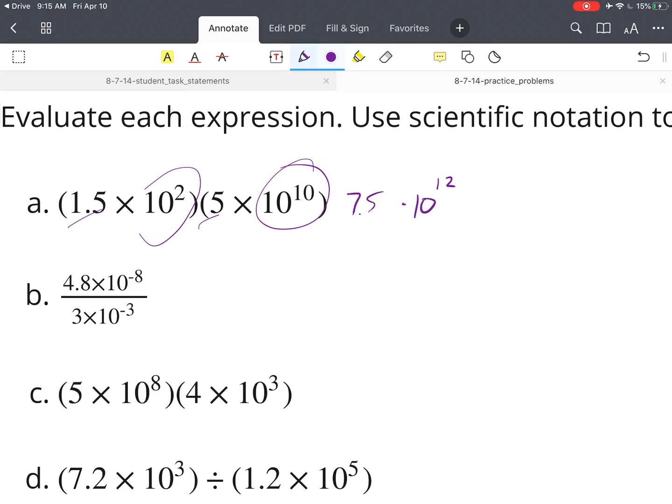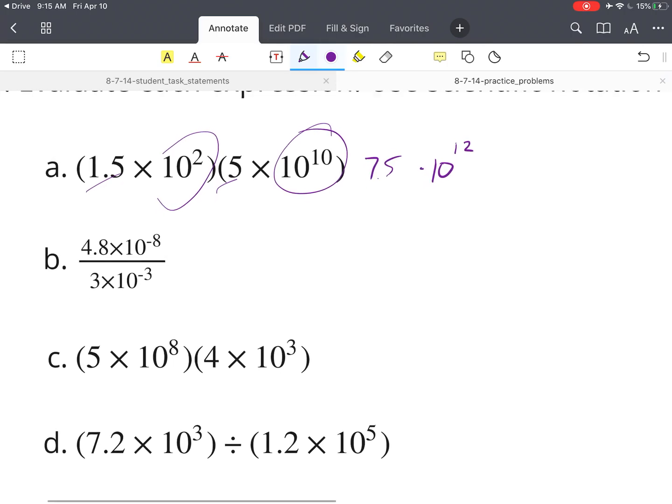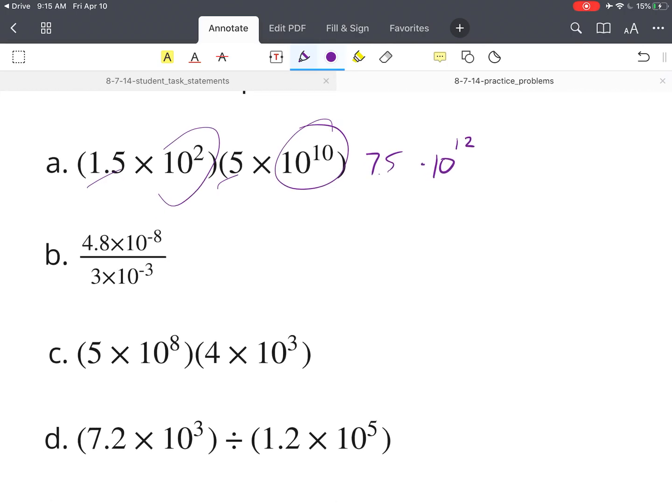We're going to add the exponents, so that's 10 to the 12th. The next one, 4.3 divided by 3. I know that's 1.6. And then it's 10 to the negative 8 over 10 to the negative 3. So we're subtracting, and I know that a negative is a positive. So that's going to be negative 8 plus 3. So that's 1.6 times 10 to the negative 5th.